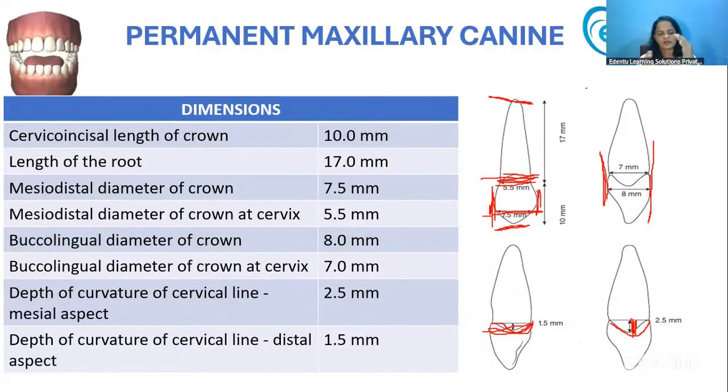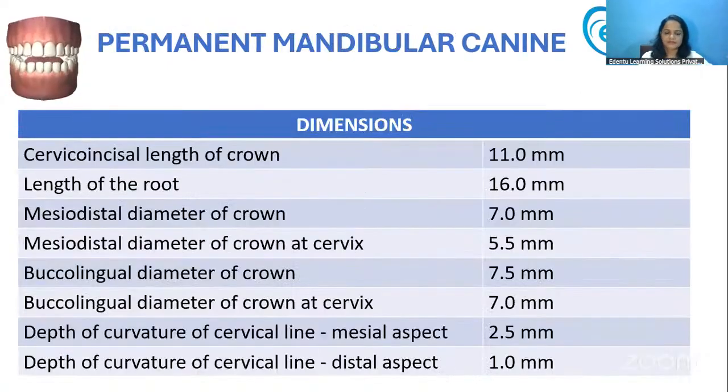Okay, if you look at the crown length, the root length, the depth of curvature and the buccolingual diameter, there are small differences. You should have an idea about the dimensions of the maxillary and mandibular canine also, because that will really help you while doing your carving. So this is important. The dimensions are also important.